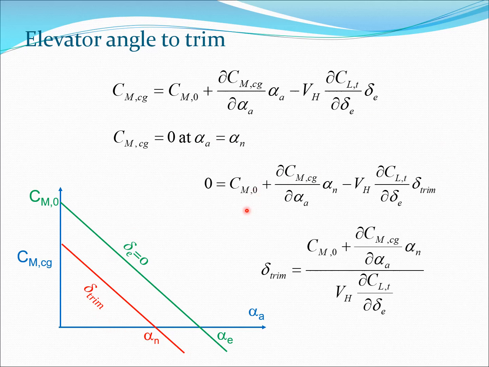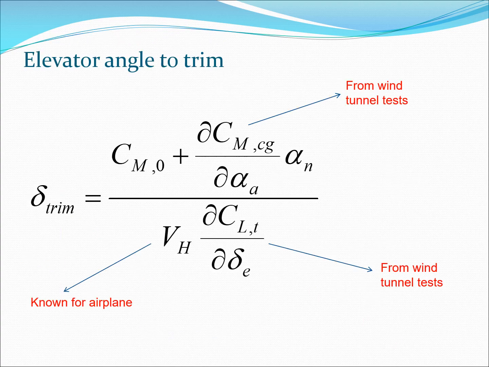So if we simplify this equation, we can get delta trim is this equation, and this is the angle you need to give to the aircraft or to the tail elevator deflection such that you are trimming the aircraft at this alpha n value. So it obviously depends on alpha n, and there are some more parameters in this equation. So let us look at this equation very carefully because this equation talks back to you.